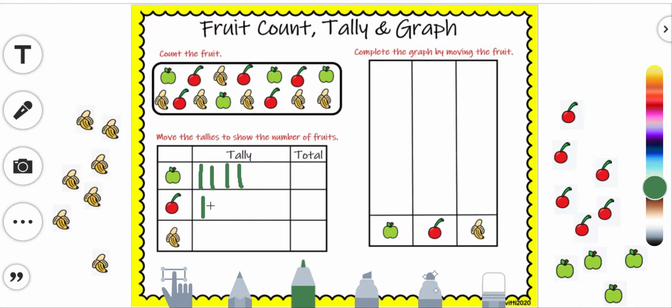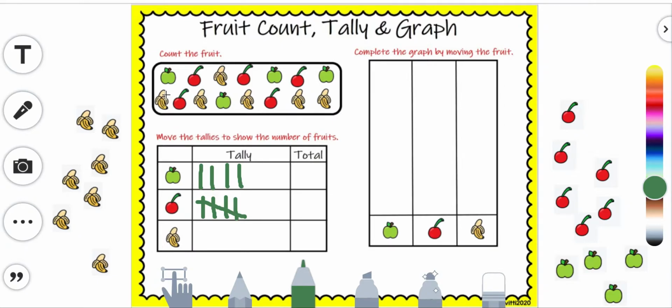Now remember the chant we learned on Monday. 1, 2, 3, 4. 5 shuts the door. So if you learn that chant, you know that when you get to 5, we're going to draw that tally mark diagonally.